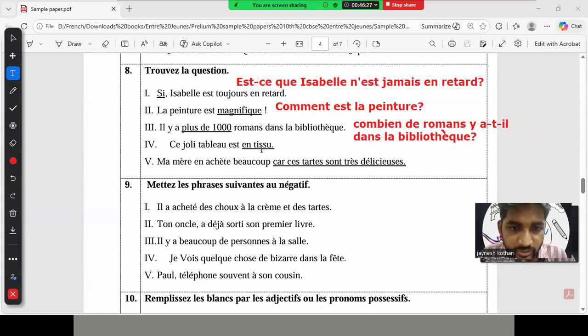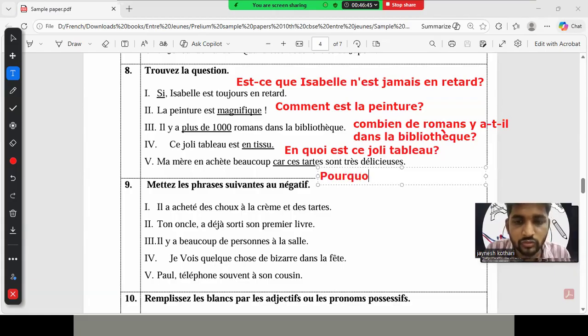Last, this pretty table is made of tissue. Whenever they ask you a question regarding material, "en quoi est ce joli tableau?" Question mark. QUOI. And last, my mother is buying a lot of tarts because... Whenever they have because, you ask the question "pourquoi".